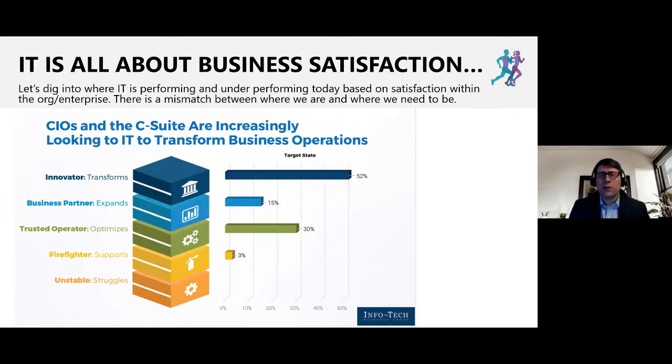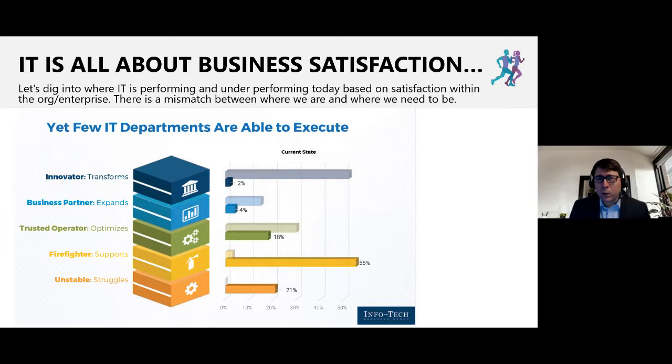There's a lot of specific things that they want to see. Most of those have nothing to do with firefighting or supporting the ongoing struggle that we all experience. And the reality is that's where IT spends all its energy and focus. If you were to ask a CIO or an IT director or some other IT person where they spend most of their time and where they think they need to spend more of their time, this is the dichotomy, this is the challenge, the issue that we often experience.